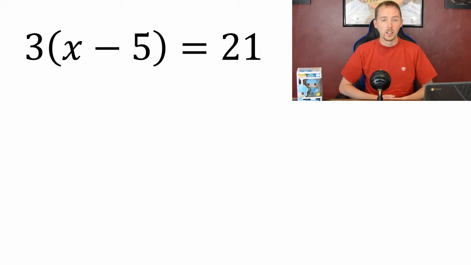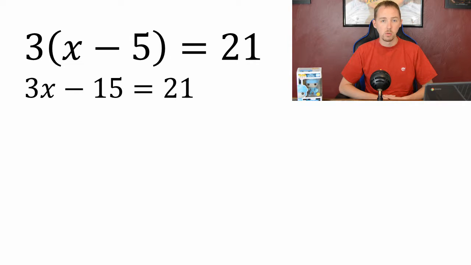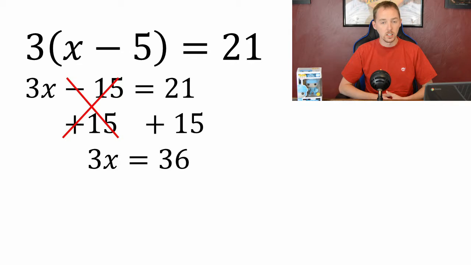So if I do that, I get 3x minus 15 equals 21. Now because we did that, we now end up with a 2-step equation. So our goal to get x by itself, we need to get rid of the 15, so we're going to add 15 to both sides. That'll give us 3x equals 36. Then the last thing that we need to do is we need to get rid of the 3, so we divide both sides by 3, and that leaves us with x equals 12.